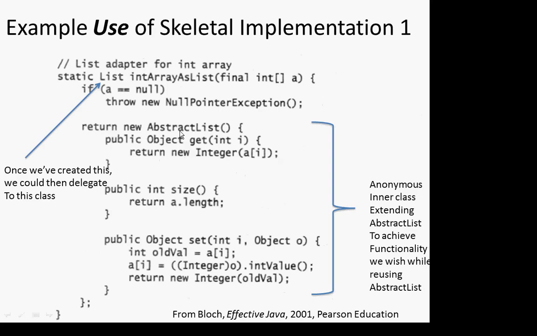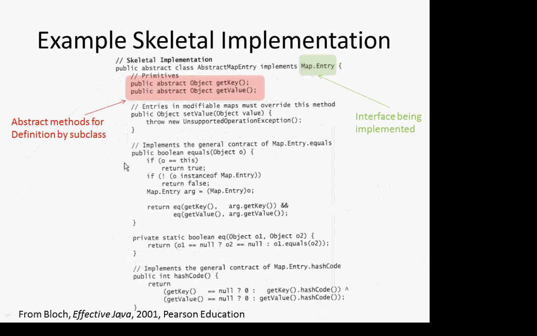So just like we're filling in these three methods, if we were to do in our code new abstract map entry, we'd be filling in these two methods typically. Right? People comfortable with that? Okay.